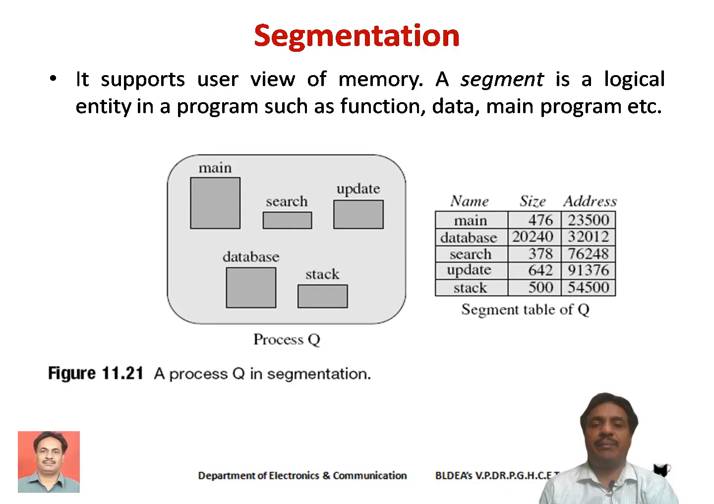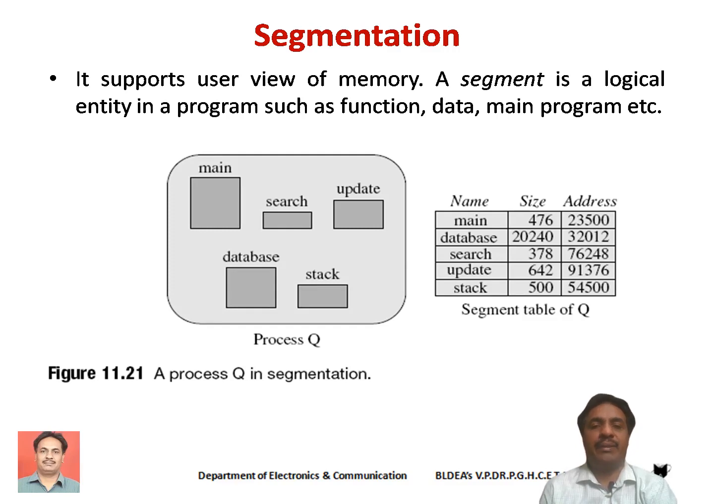So basically, a segment is a logical entity of the program, such as a function, data, main program, etc. Segmentation always supports the user view of memory. In segmentation, the logical program, that is the process, is divided into blocks which are known as segments. But remember, these segments represent the logical entities of the program.